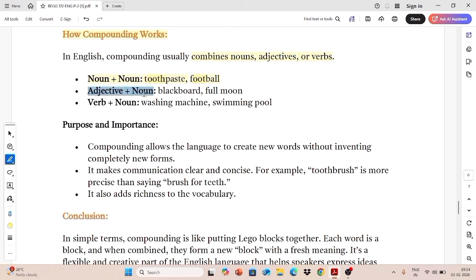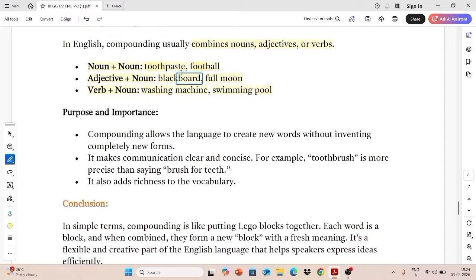When we take adjective plus noun, black is an adjective. Adjective is what? A quality. Black is an adjective, board is a noun, blackboard is a compounding word. Full is an adjective, moon is a noun. Full moon is a compounding word. Verb plus noun, washing is a verb. Verbs are those which tell the actions. Washing is the verb, machine is a noun, swimming is a verb, pool is a noun. Washing machine and swimming pool are the examples of verb plus noun compounding.